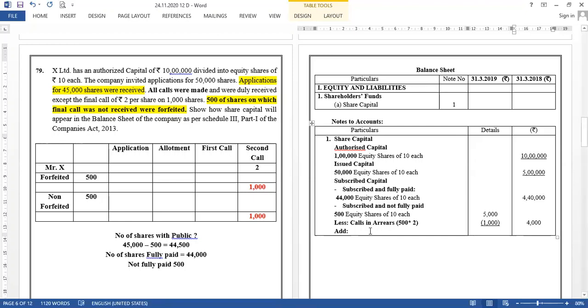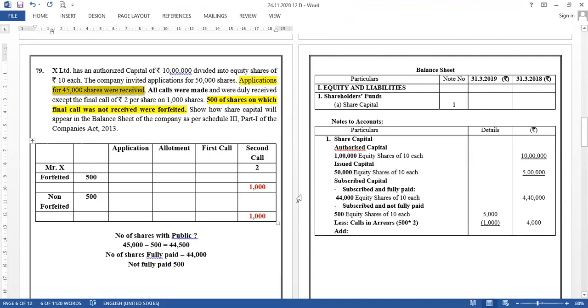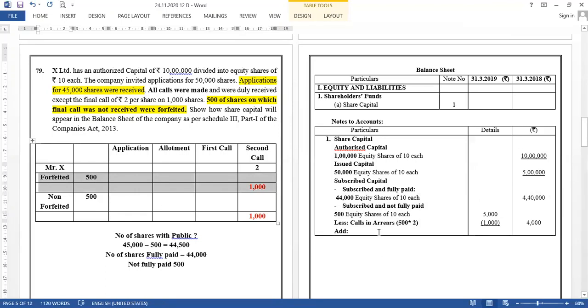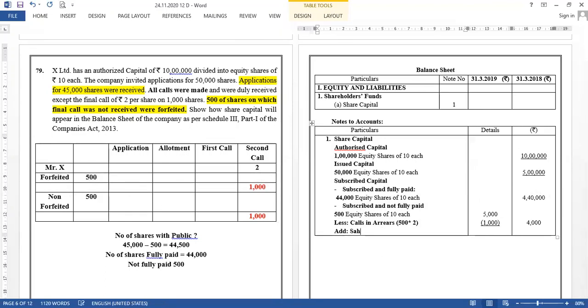Correct. Now again I need to make an account clear. Issued is for 50 but subscribed was 45. तो 45,000 shares में से 44,000 आ गया, 500 आ गया, तो 44,000 shares and 500 shares, so 44,500 ही हुआ. What about remaining 500 shares? We know the remaining 500 shares were forfeited. Now if the shares are forfeited, I need to write over here, add share forfeited account.